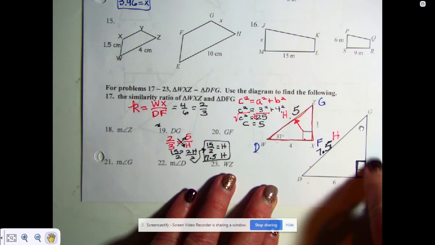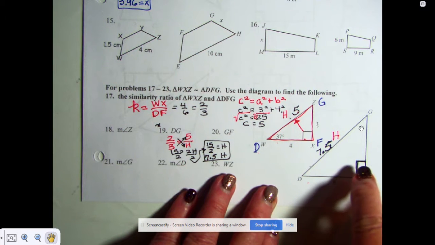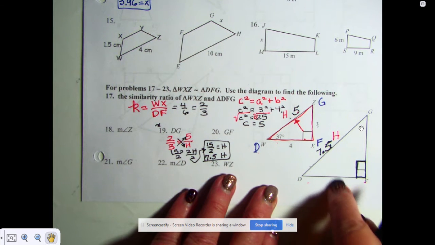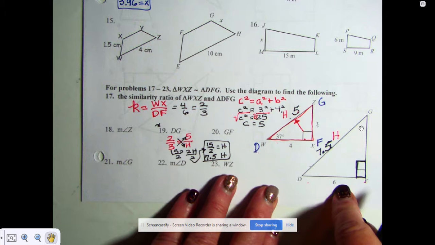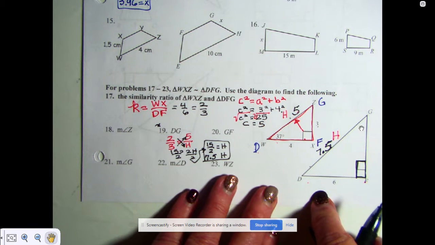Now, if I'm looking for this length, what would I do to find this length? I could either do the Pythagorean theorem with these two lengths, or I could set up my ratios. So I've given you a couple of hints for how to do these.